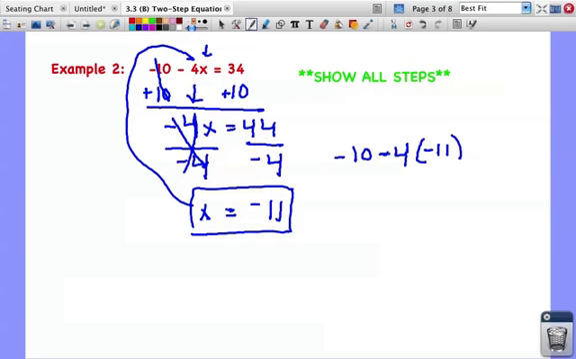So first I need to do my multiplication. Negative 4 times negative 11, that would be positive 44. So now I have negative 10 plus positive 44. I have different signs, so I'm going to just subtract the numbers and keep the sign of the bigger number. 44 is a bigger number, so it will be positive. 44 minus 10 is 34. And look, it was supposed to equal 34, so I know that x equals negative 11 is correct.